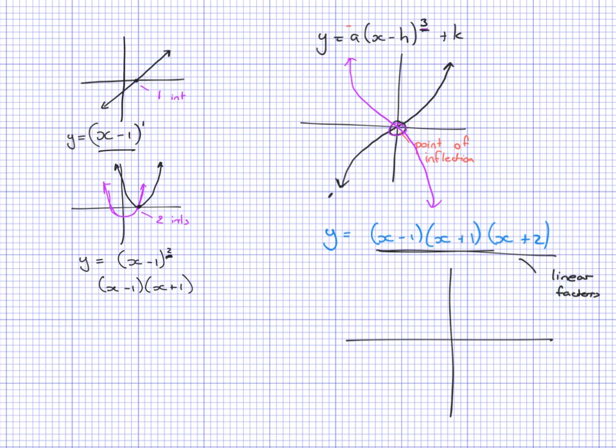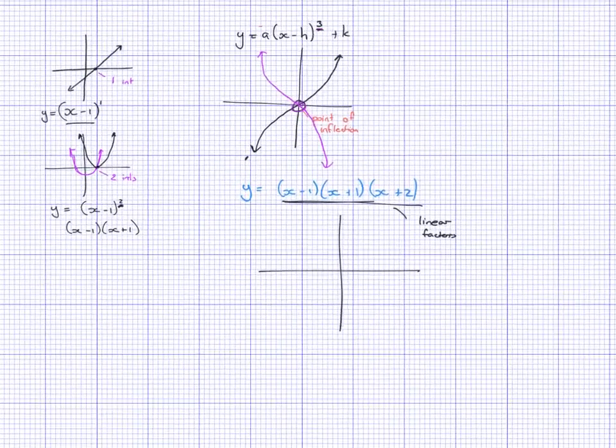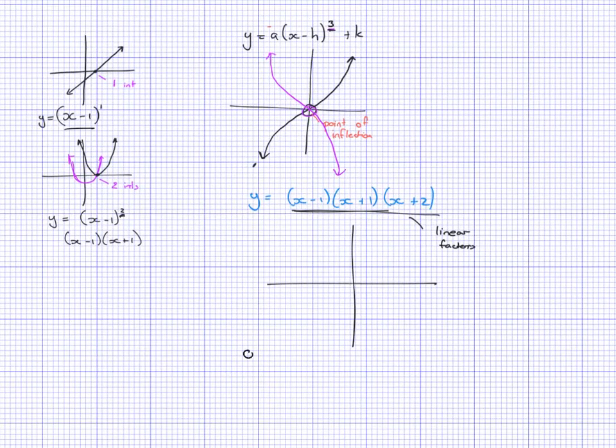To calculate this, you would use your null factor law as you've practiced, and you would say 0 equals (x minus 1)(x plus 1)(x plus 2). If this is the case, then either one or all of those is equal to 0. So there are 3 possibilities. It could be x equals 1, -1, or -2. If we put those onto our Cartesian plane, you'll have that one there and those out there. Then you've got to fill in the blanks. You've got to know what happens between them.